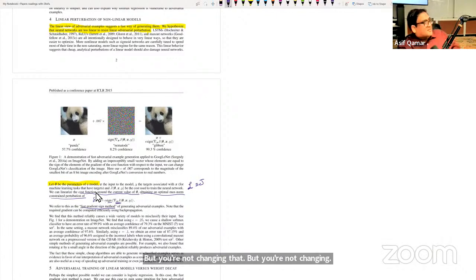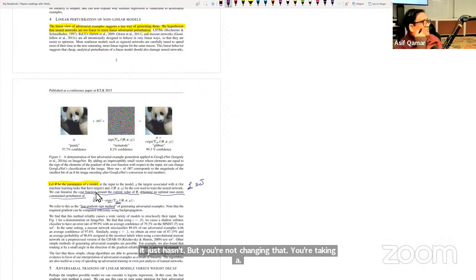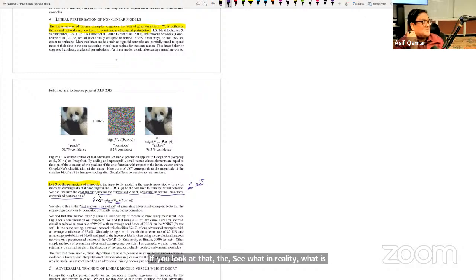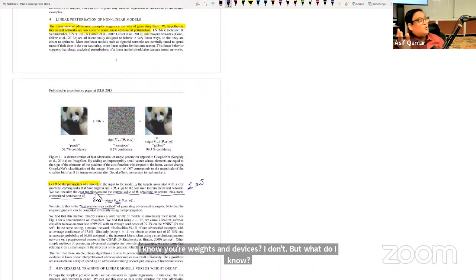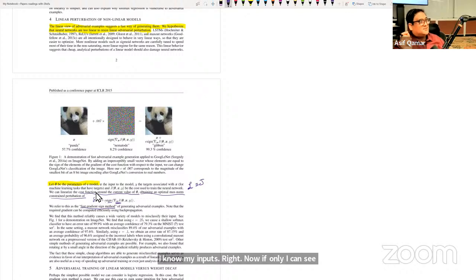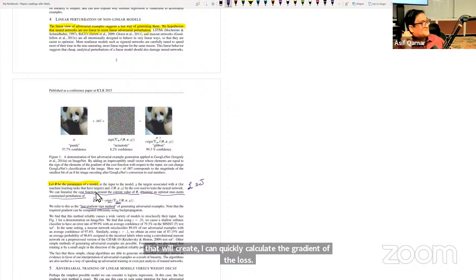Think about it. In reality, if I want to attack your model, do I know your weights and biases? I don't. But what do I know? I know my inputs. Now, if only I can see your output or somehow get a sense of the cost function. Suppose it's producing probability. Oh, good heavens, now everything is easy. I do a little bit of calculus, bring in my cross entropy loss function, and say, okay, I know the derivative. Now I can start doing my perturbations of the input. I can quickly calculate the gradient of the loss, and therefore I can attack this black box.